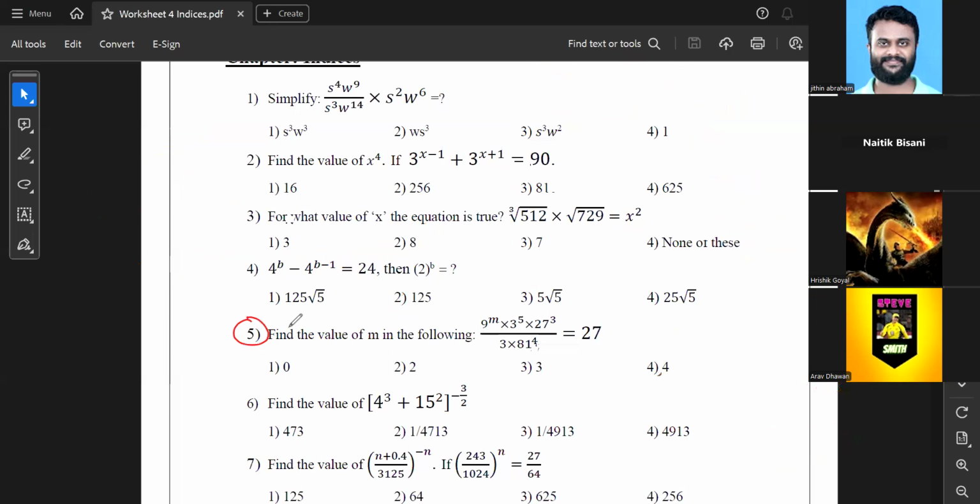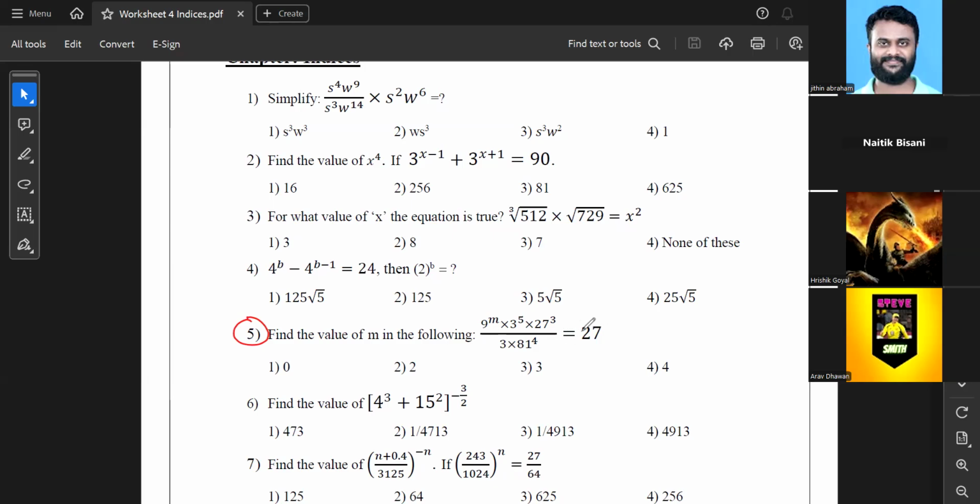Proceeding for the fifth question. Find the value of m in the following. So let's go for it. As you can see, everything is connected to 3's power from where I can see. Because 9 is also 3's power, 27 is also 3's power, 81 is also 3's power. So what I'll do, I'll convert everything into 3.